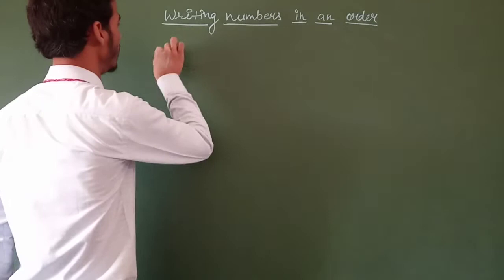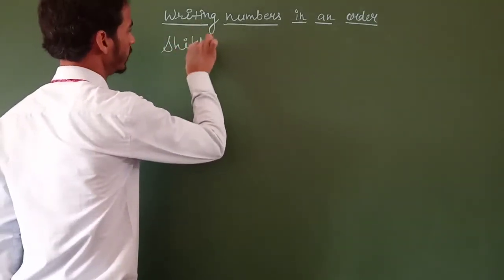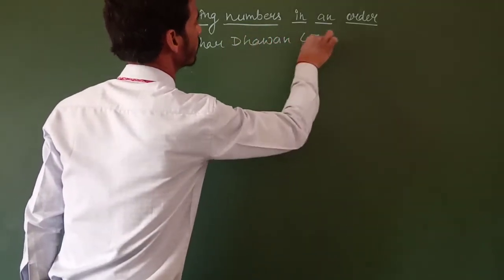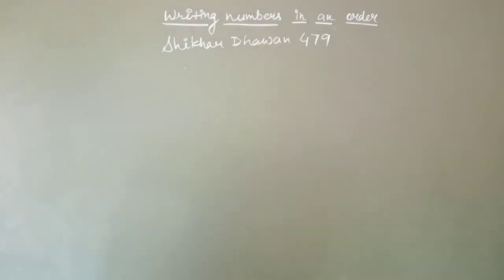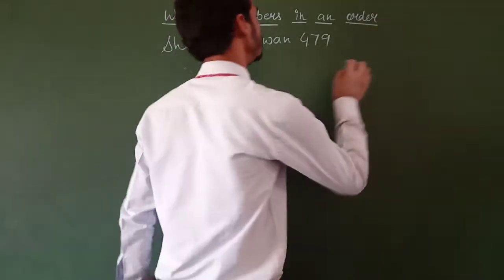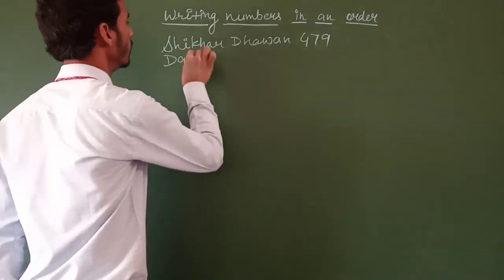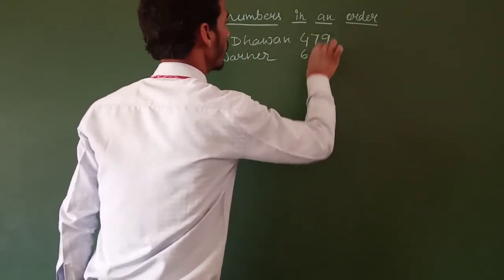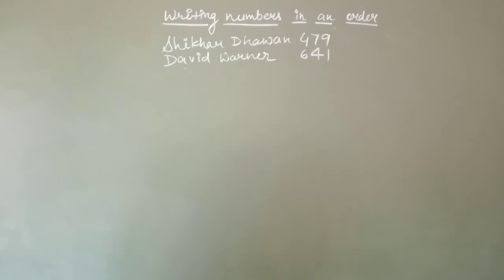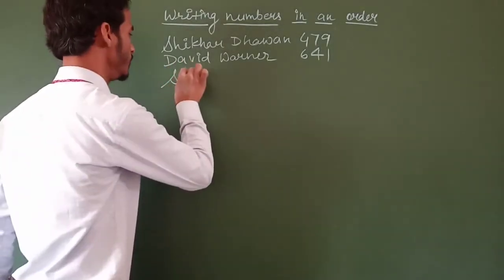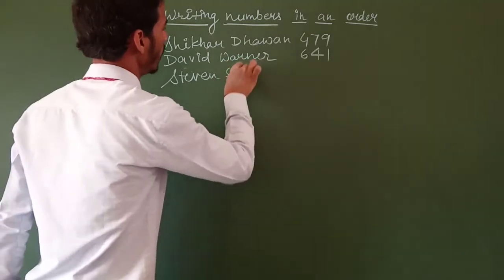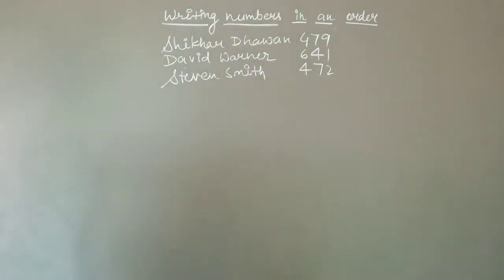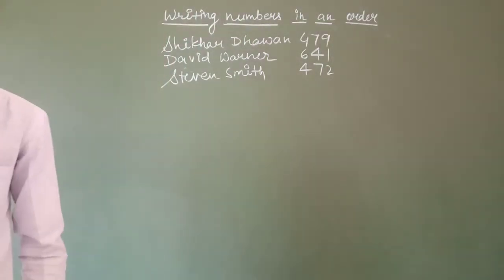Shikhar Dhawan 479, David Warner 641, and Stephen Smith 472. What we have to do? We have to arrange it in ascending order and descending order.